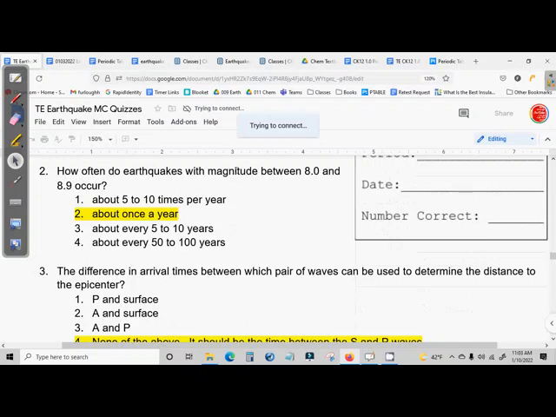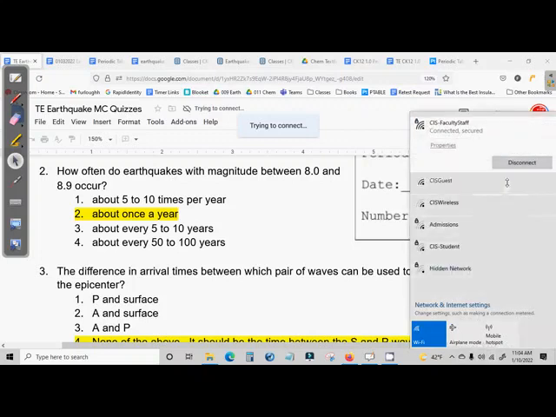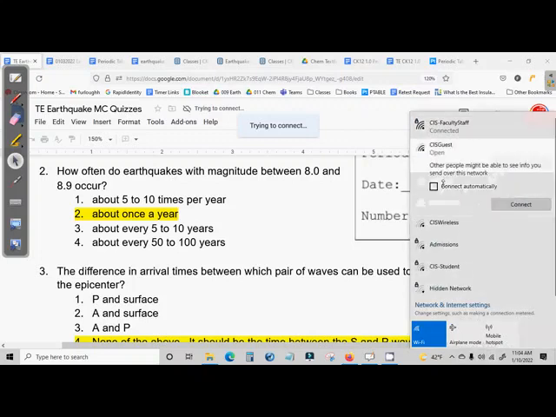How often do earthquakes with a magnitude 8 to 8.9 occur? About once a year, statistically speaking. We don't know, I mean, we could certainly have more, we could certainly have fewer.